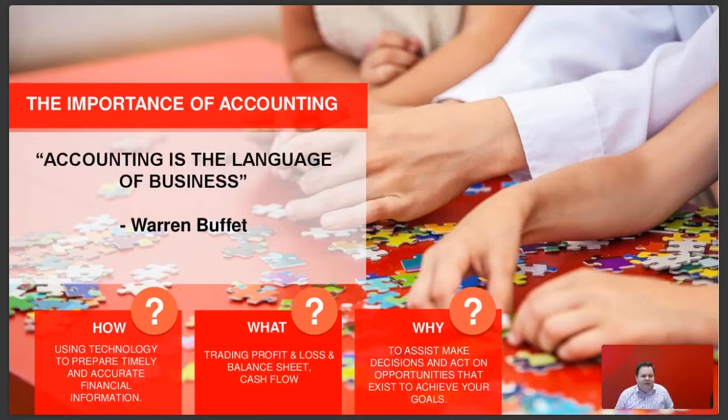So why do we need this accounting information? It's to assist you in making decisions and act on opportunities that exist to achieve your goals, whatever they may be. It might be you want to take an extra 4 weeks off each year. Using the financial information will help you achieve that goal.